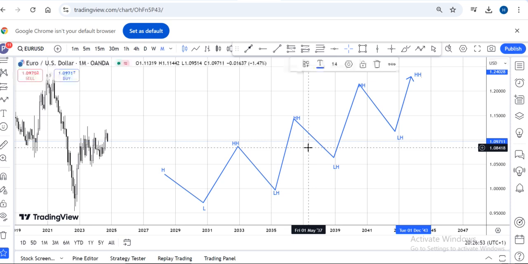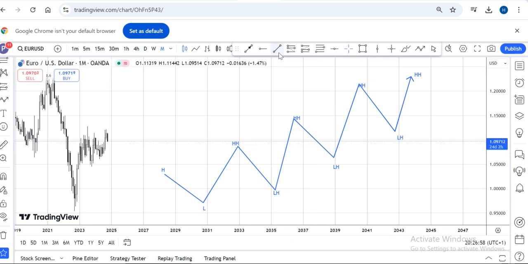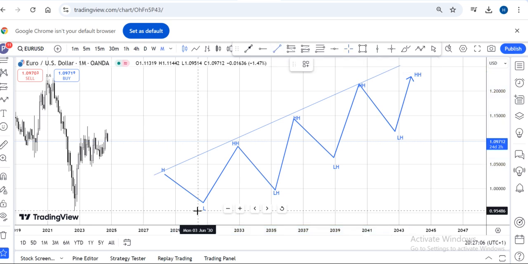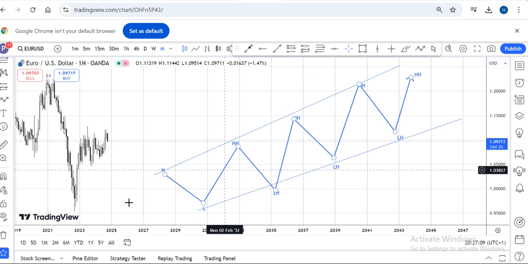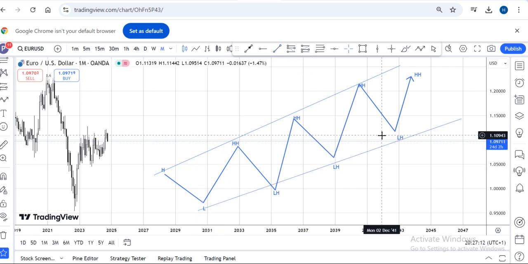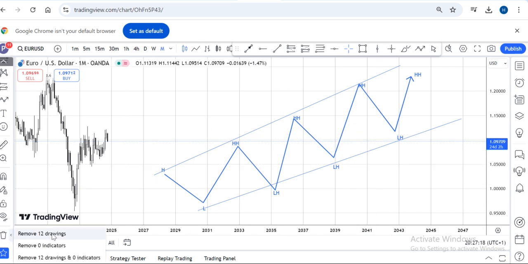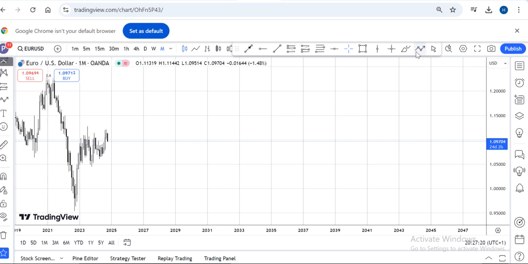Now, some persons will draw a line on an uptrend. This line is trying to help you understand that you are in a particular uptrending wave. You get what I'm saying? Good. So now I will delete these, and then we go for the downtrending symbol.